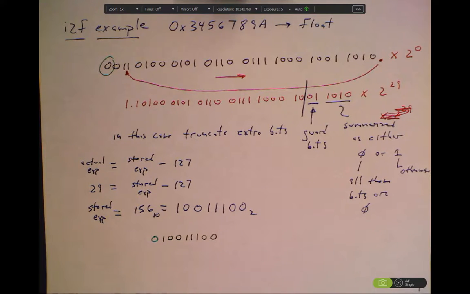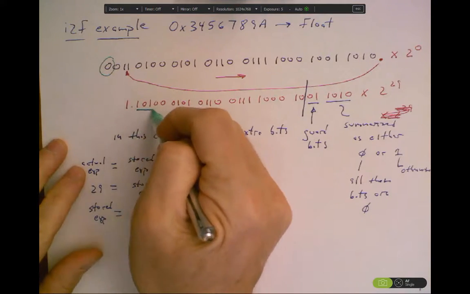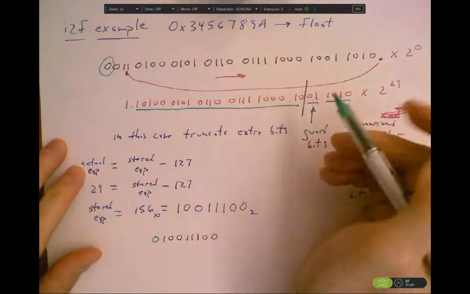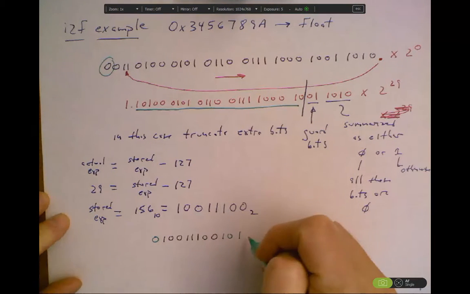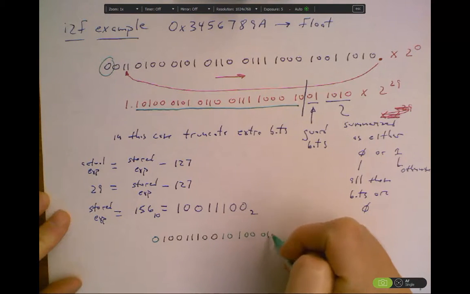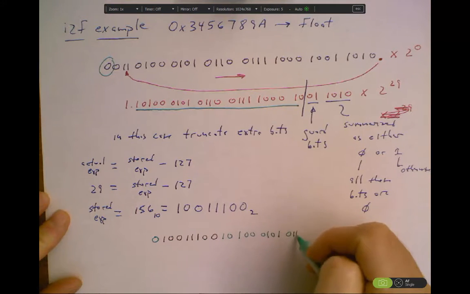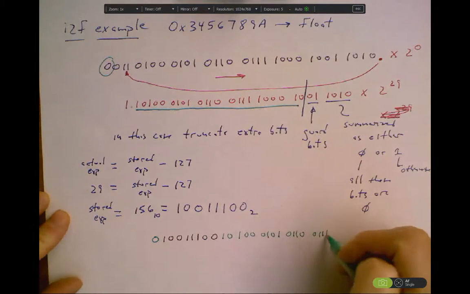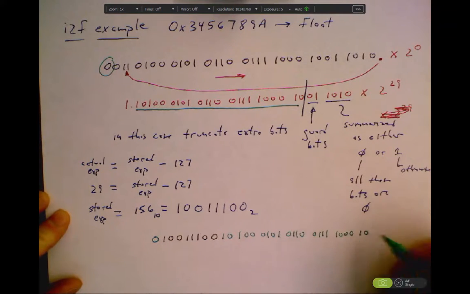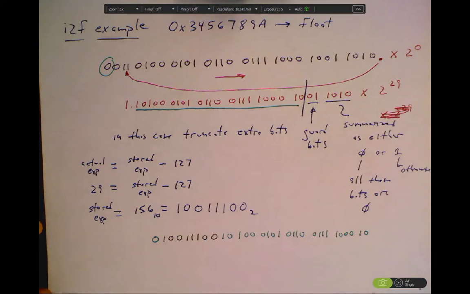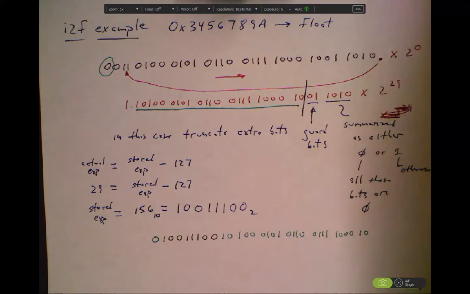And the significand then I copy from up here, right? I copy these bits down into the significand. 1, 0, 1, 0, 0, 0, 1, 0, 1, 0, 1, 1, 0, 0, 1, 1, 1, 1, 0, 0, 0, and the 1, 0 on the end. If I've done this right, I should have 32 bits. Let's take a look.